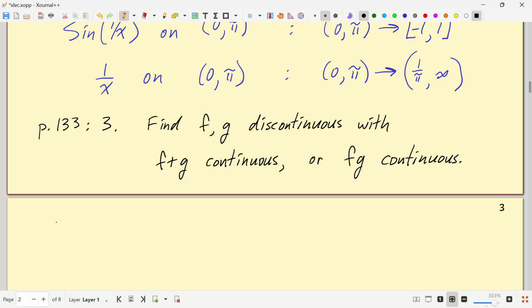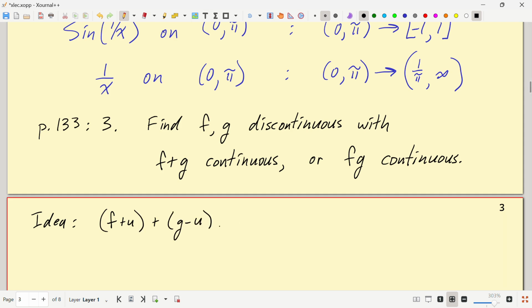So in fact, that kind of idea is, if I take f plus u plus g minus u, the u's cancel. So let's say you want f and g, wait a minute. Yeah, so this would be a new f. And this would be a new g.